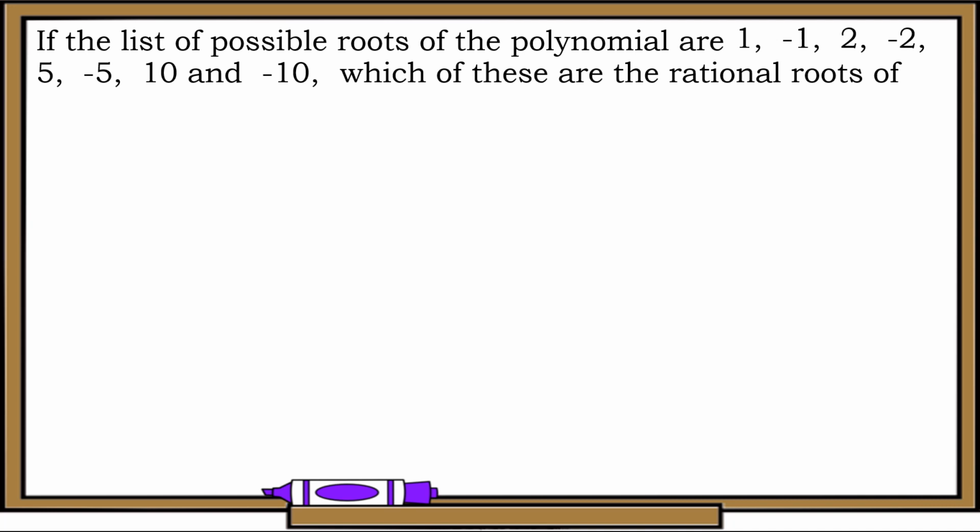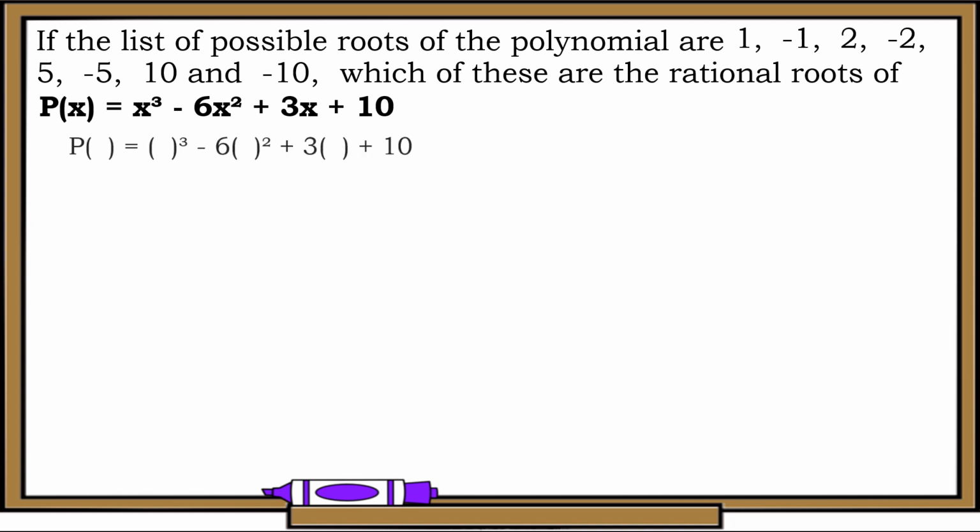Which of these are the rational roots of the polynomial P of x equals x cubed minus 6x squared plus 3x plus 10? We will substitute the list of the possible roots. So, ang una ay 1. If we substitute 1, we have 1 cubed minus 6 times 1 squared plus 3 times 1 plus 10 equals 8. Is this the solution or the root of the polynomial? Ang sagot natin ay 8. No. So, this is not the rational root.